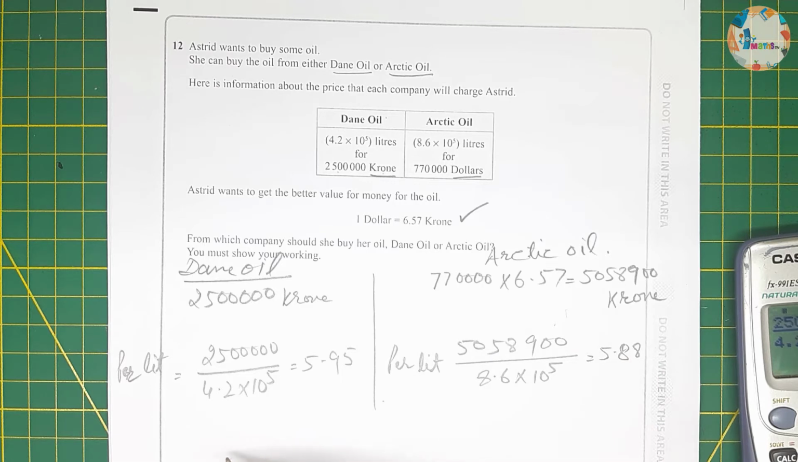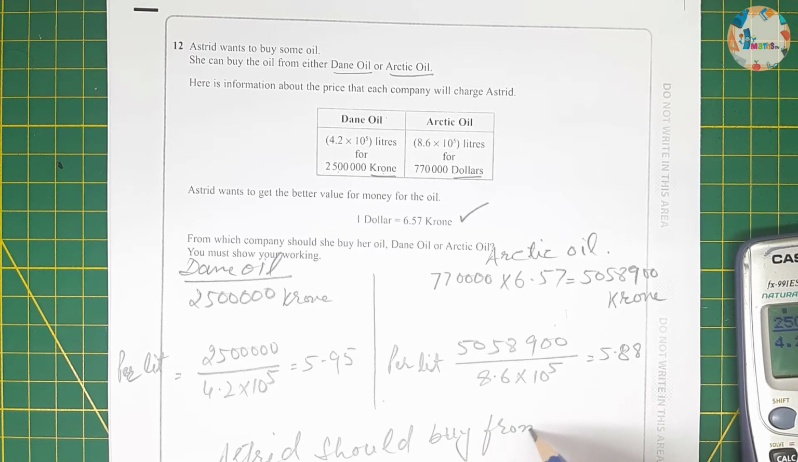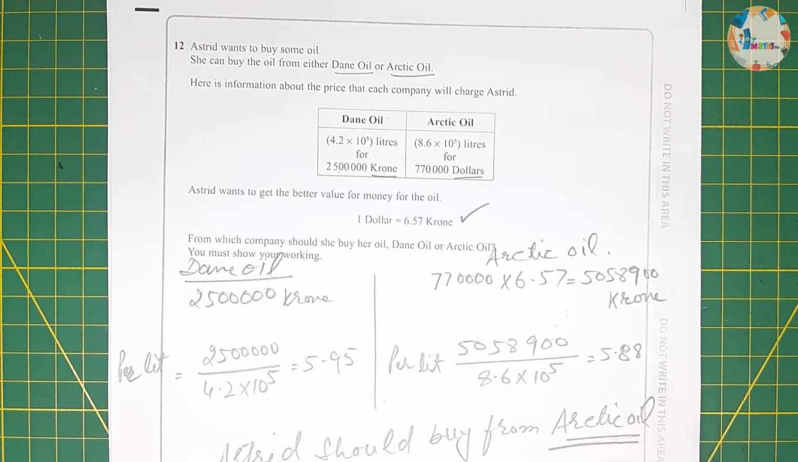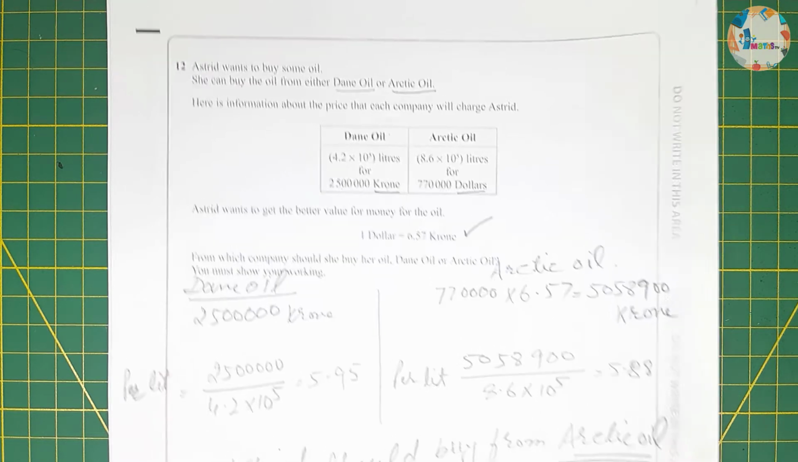So we can write asterisk: should buy from Arctic oil. So this one is our answer. Hopefully you understood each and everything.